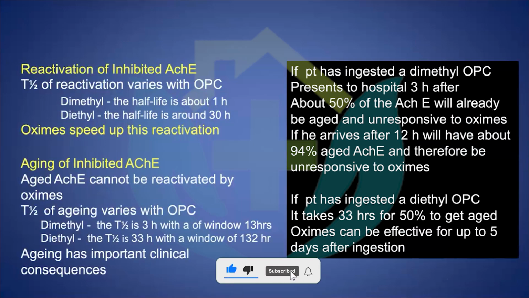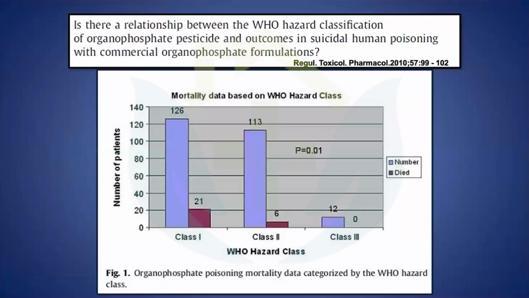Aging of inhibited acetylcholinesterase: aged acetylcholinesterase cannot be reactivated by oxime. So that's the failure. If the patient has ingested diethyl OPC, it takes 33 hours for 50% to age. Oxime can be effective up to 5 days after ingestion. That's why this molecule is not very popular like your atropine.